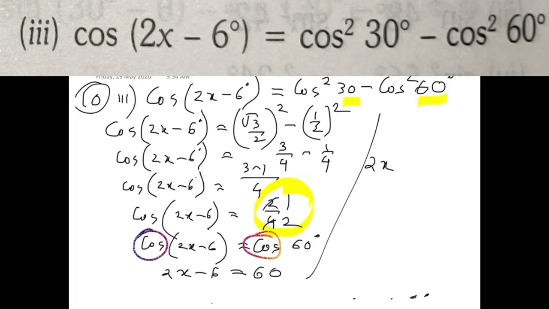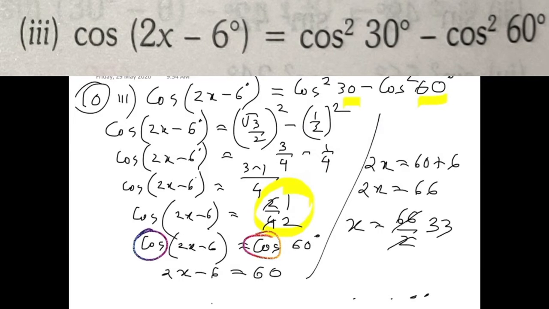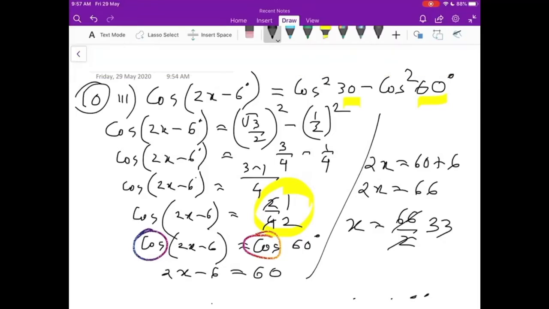Now minus 6 you take it on the right side. Now you have 2x equal to 60 plus 6. Then you have 2x equal to 66. So x equal to 66 by 2. When you cancel it, that is 33. So this is the value of x.